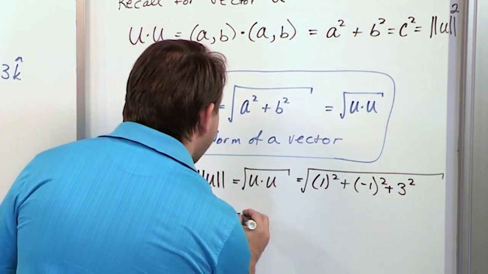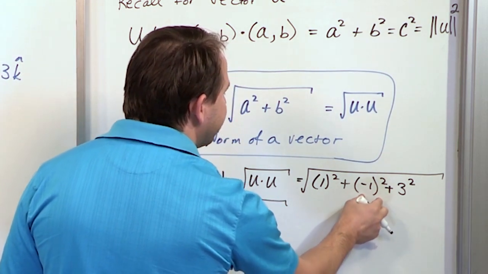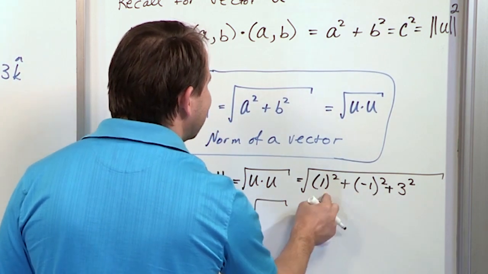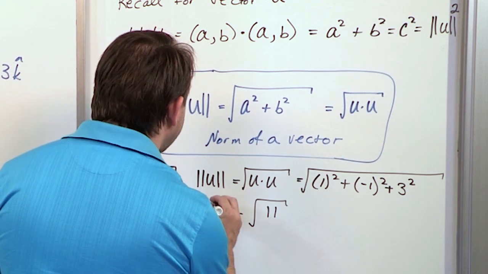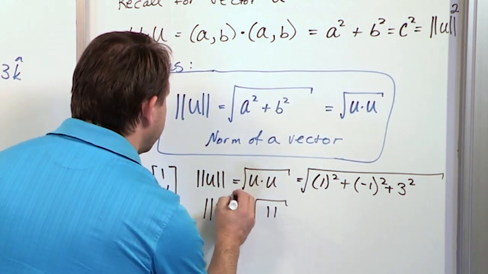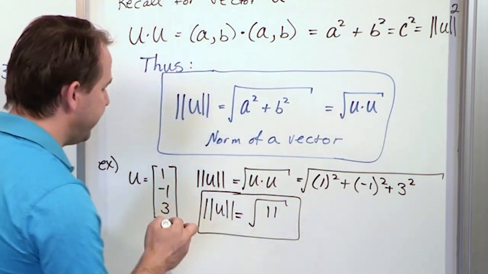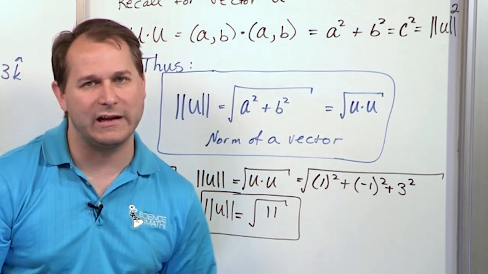And so under the square root, this is going to give me 1, this is going to give me 1, and this is going to give me 9. So 9, 10, 11, it's the square root of 11, which I can put in the calculator and get a number. But effectively, this is the magnitude of u. The magnitude of the vector is the square root of 11. So you see, if you know what the vector is, including its components, you can always calculate its magnitude.